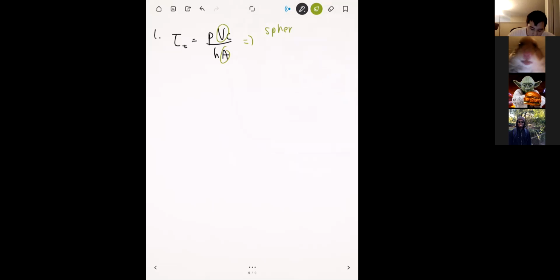Of course, this depends on the geometry, but since we have a spherical thermocouple, we can compute its volume in terms of its diameter as pi d cubed over 6. And the surface area for a sphere in terms of its diameter is pi d squared. Let's go ahead and plug this in.